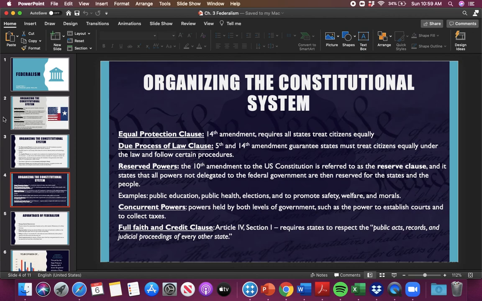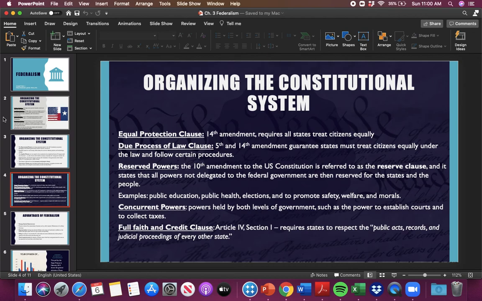But the Fifth Amendment and the 14th Amendment together ensure that states must treat citizens equally under the law and follow certain procedures. So when you are arrested, you have the right to remain silent, the right to an attorney. If you can't afford one, one will be appointed to you. You have the right to a jury of your peers. All that kind of stuff gets expanded to all the states through the 14th Amendment. So the 14th Amendment is probably one of the most important and powerful amendments. So make sure you know what it does.